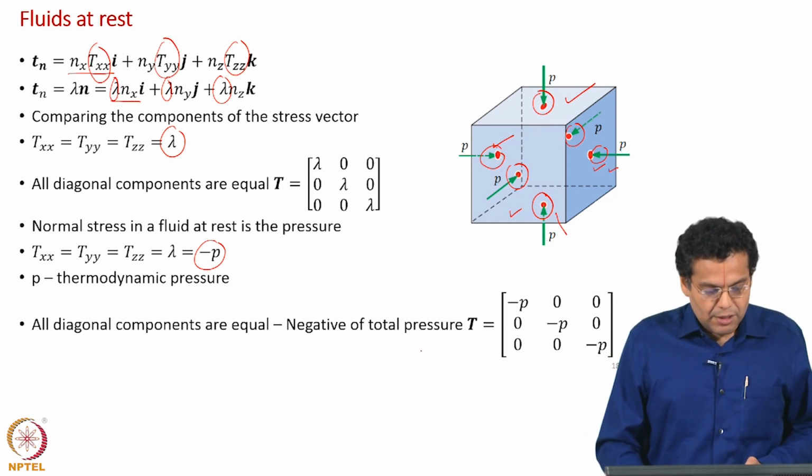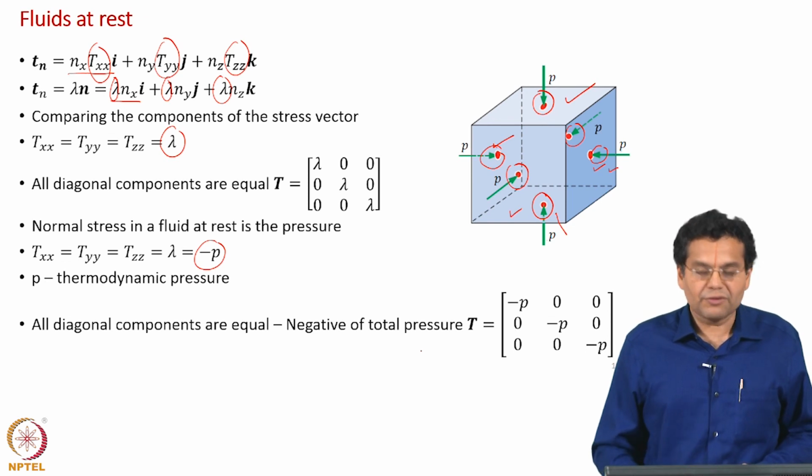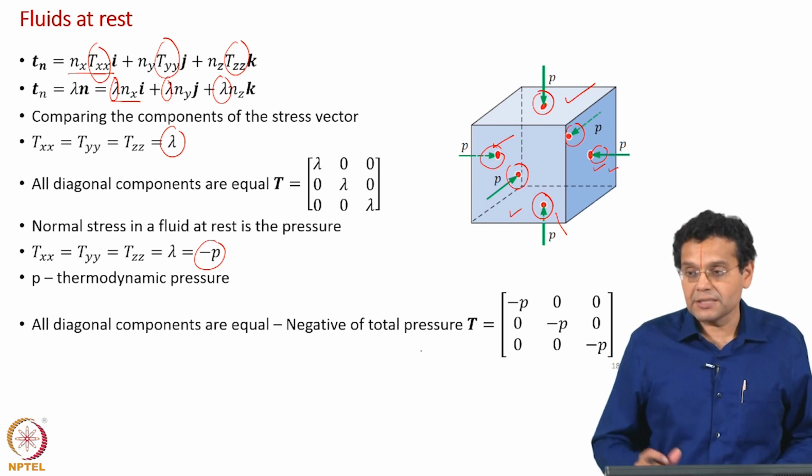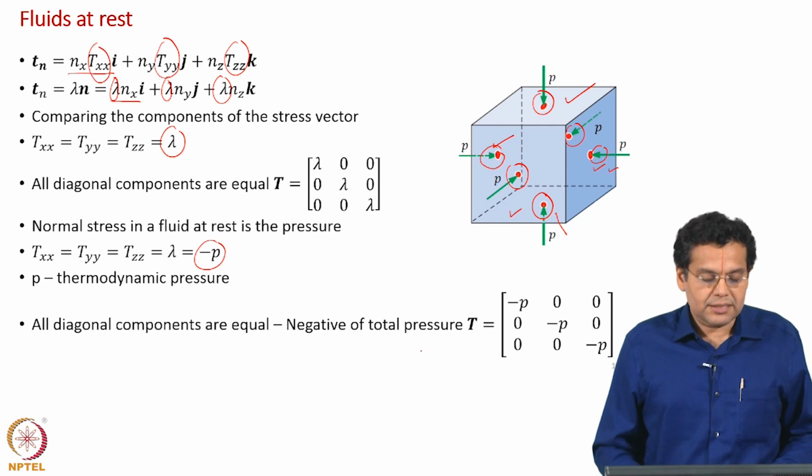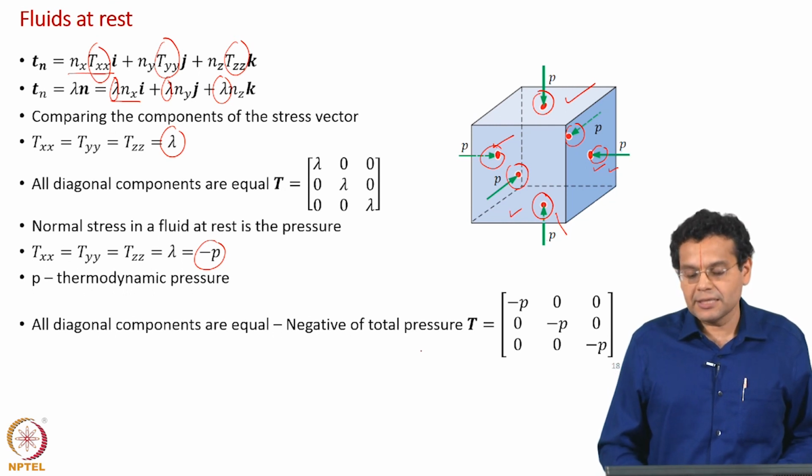So the conclusion from this slide, the summary of this slide, is that the stress tensor is diagonal for fluids at rest, and the diagonal elements are the negative of pressure.